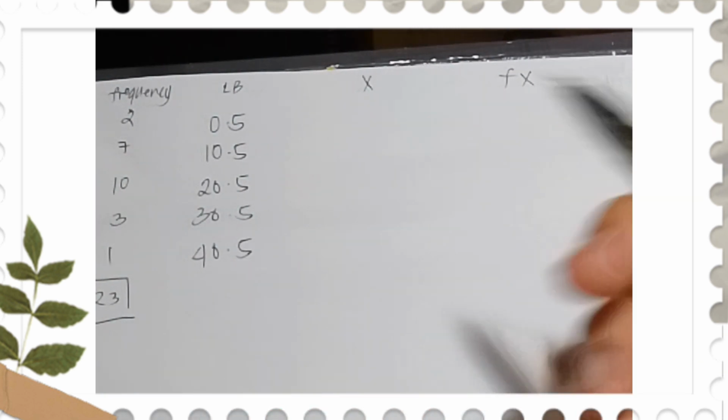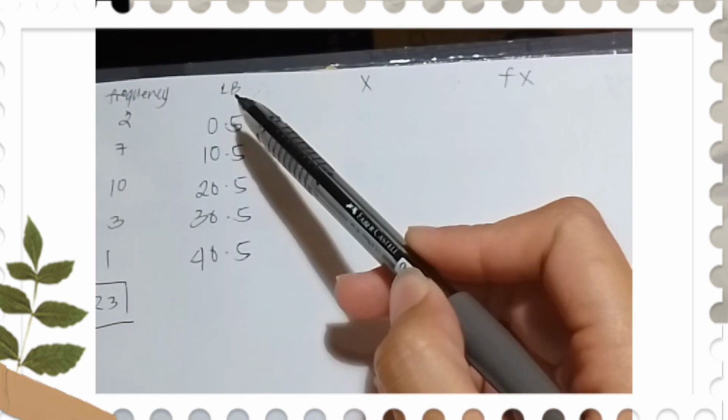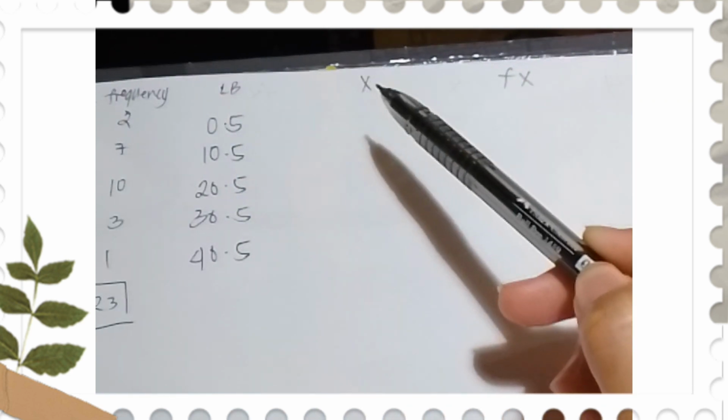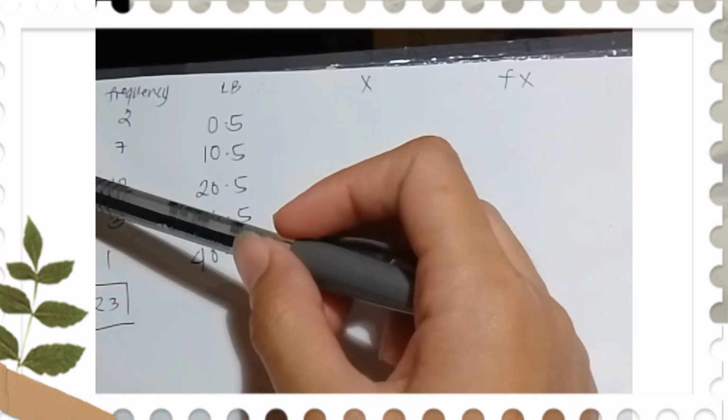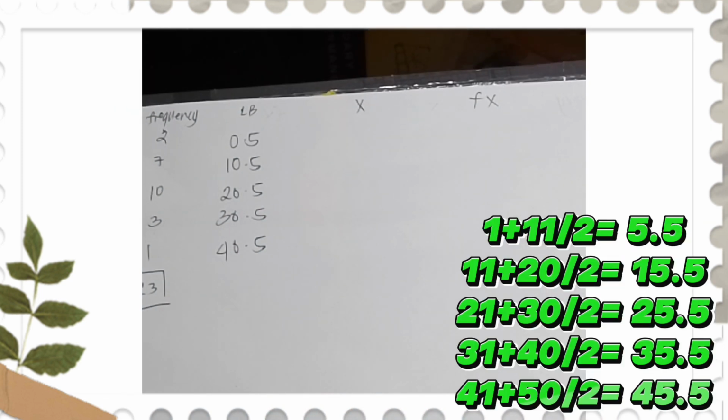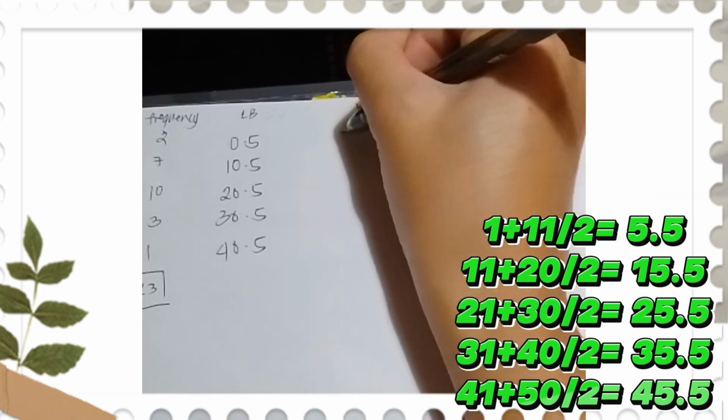So now that we have found the lower boundary, we proceed to finding the class mark. In finding the class mark, we get this from the range. We just need to add the numbers, then divide by 2. So 1 plus 11 divided by 2 is equal to 5.5.